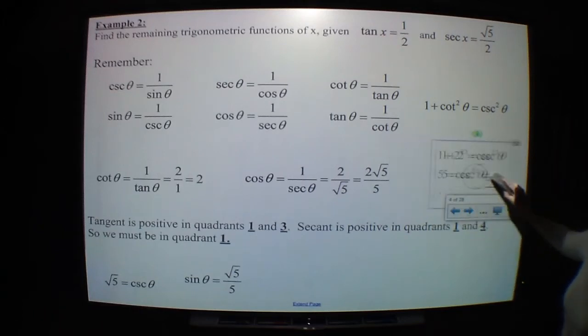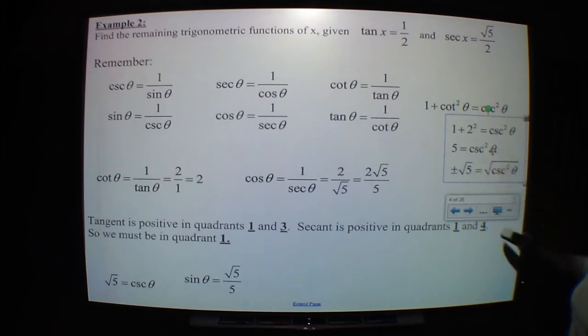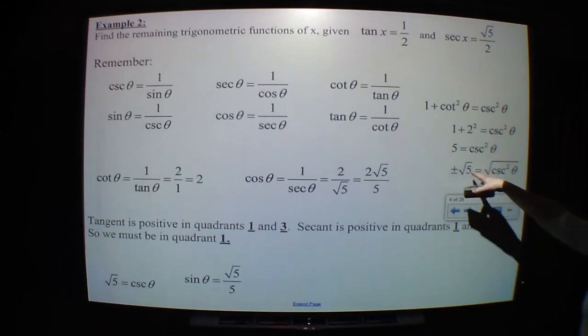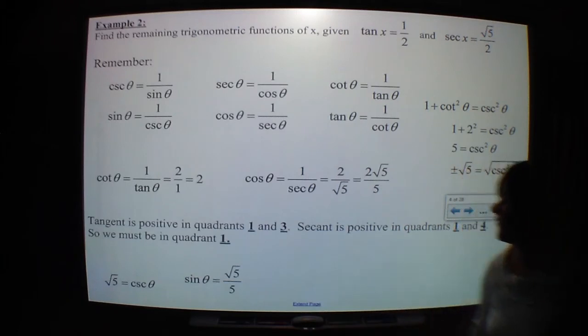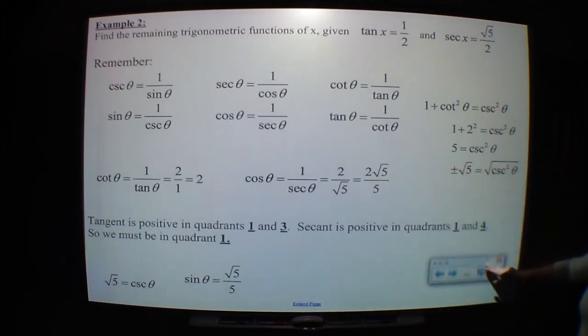Okay, and keep going with that. So 1 plus 2 squared is 5, which is equal to cosecant squared. Take the square root, you get plus or minus, but I'm in the first quadrant, so it has to be positive. So cosecant is radical 5, and sine is 1 over radical 5, and if you get the radical out of the bottom, it would be radical 5 over 5. So there are all the trig functions.